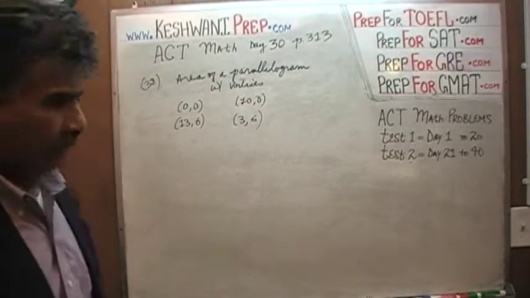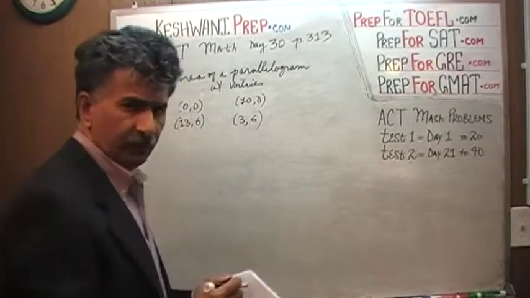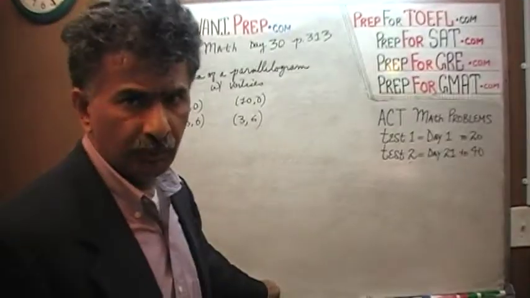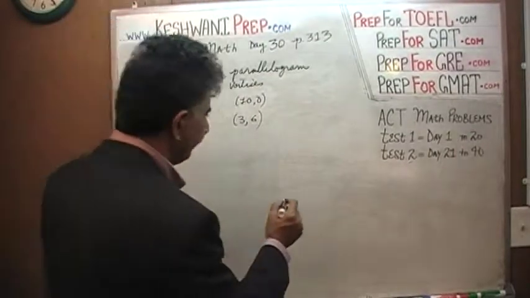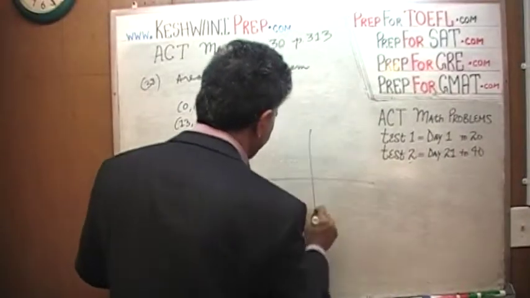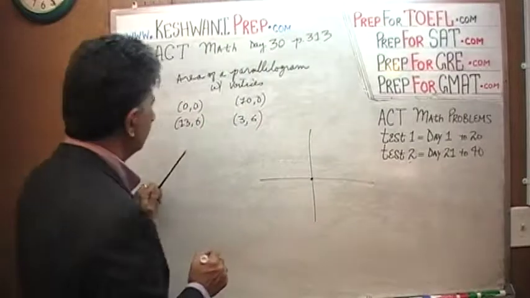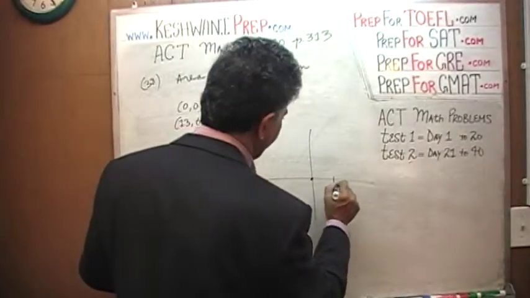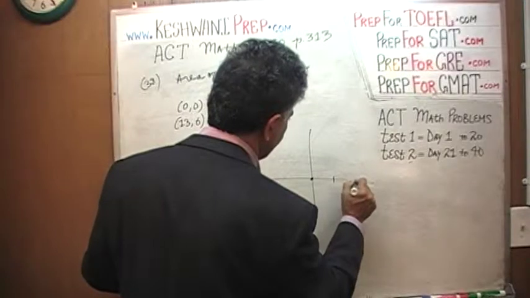Let's first draw the parallelogram. It will be easier for us to deal with it if we know what it looks like. Let's draw it, shall we? So we have one point here, 0, 0. Then we have 10, 0. Let's call it 5 and 10, 10, 0.